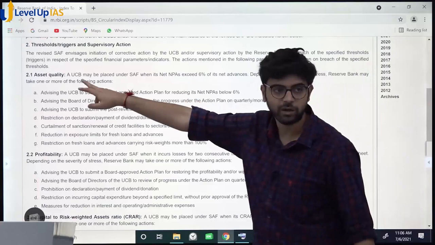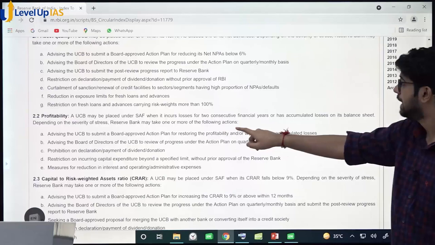One is asset quality. Second, profitability. When it can be placed? If it incurs losses for two consecutive financial years, two years of continuous losses.